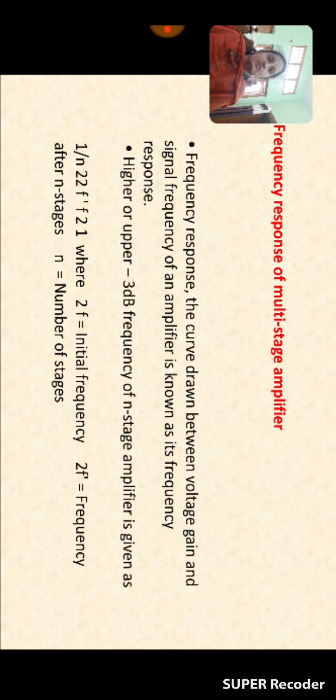Now the next one is frequency response. What is meant by frequency response? The curve that must be drawn between the voltage gain and signal frequency of an amplifier is called what? Frequency response. A higher or upper 3 dB frequency of an n-stage amplifier is given by, where the frequency is referred to as upper 3 dB frequency, lower 3 dB frequency, like that.